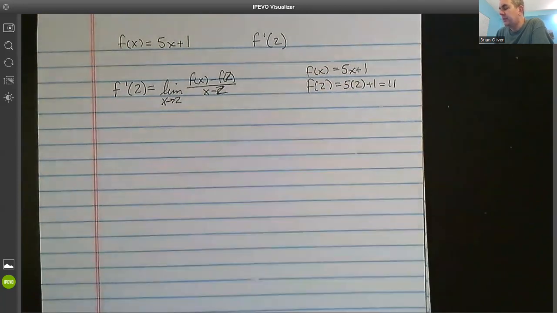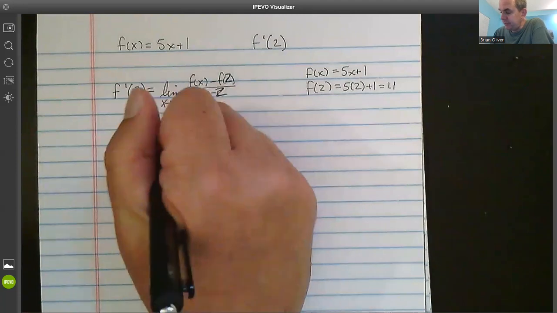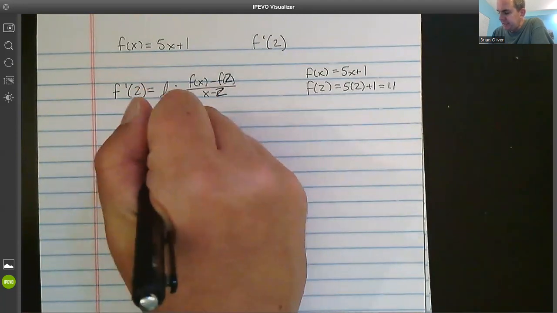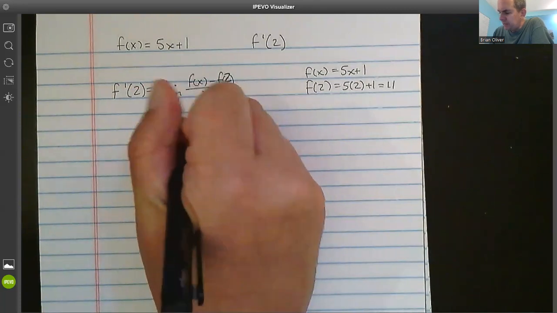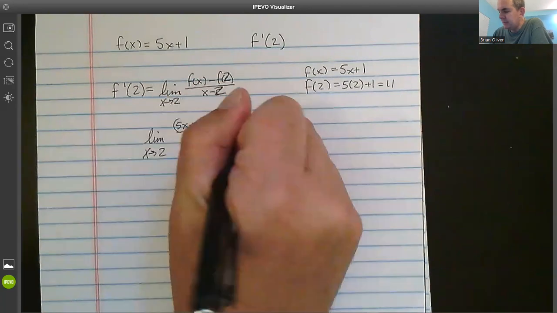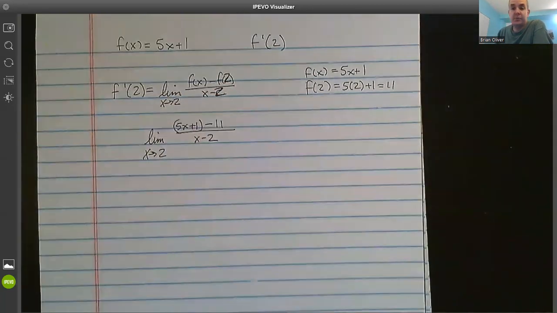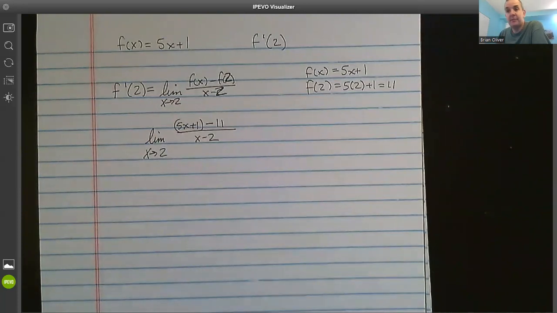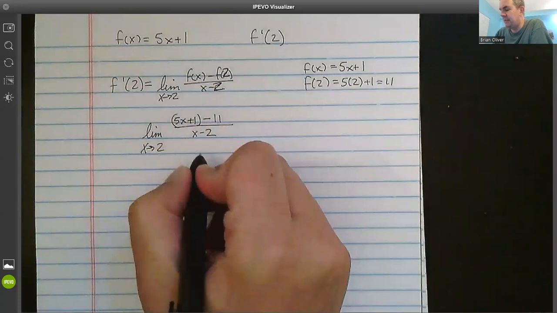And now what I'm going to do is go ahead and substitute things in, see what I get. So in this case, I'm going to say limit as x approaches 2 of 5x plus 1 minus 11 all over x minus 2. Again, if you notice, this is another one of these where I have to simplify or reduce it so I can actually take the limit, because it makes the denominator 0.